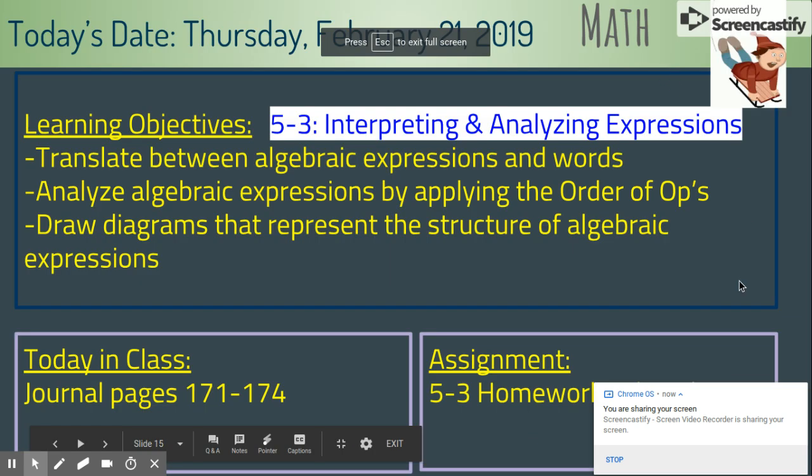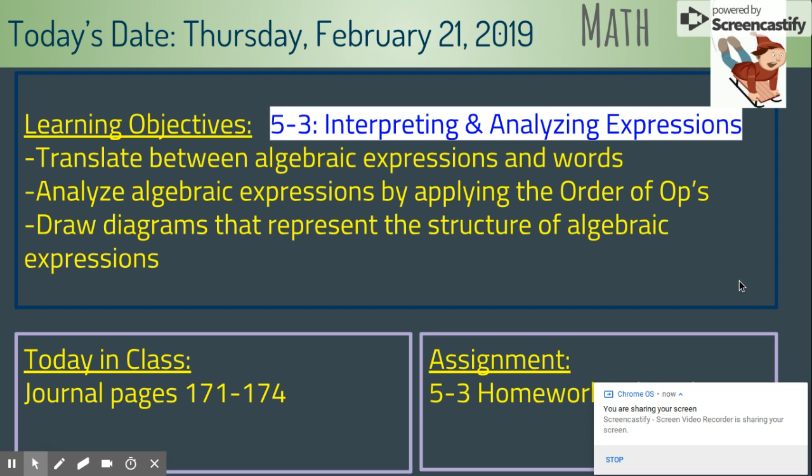Hello. Today we are learning about Lesson 3, Interpreting and Analyzing Expressions. We are going to translate between algebraic expressions and words, analyze algebraic expressions by applying the order of operations, and draw diagrams that represent the structure of algebraic expressions.